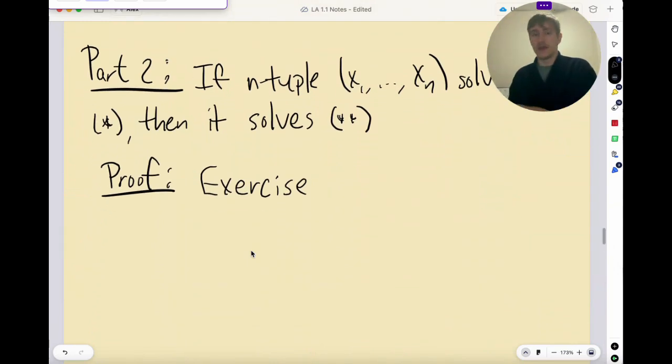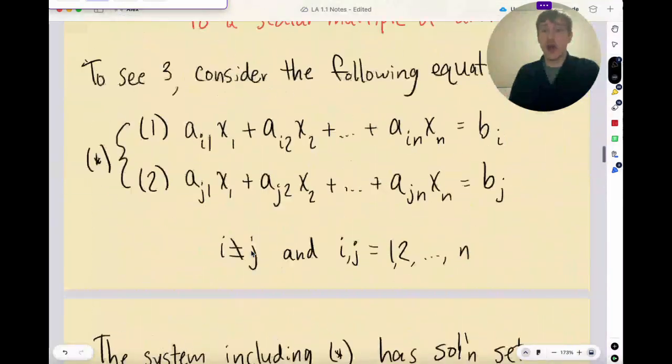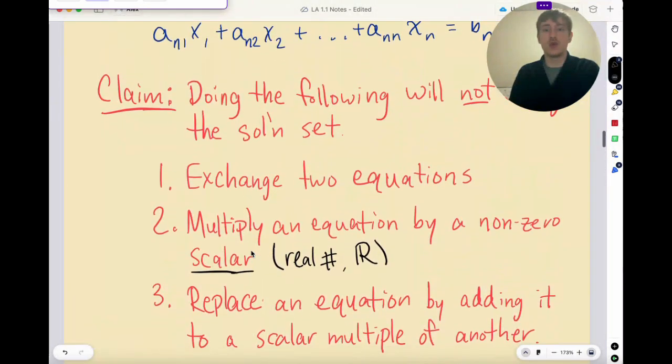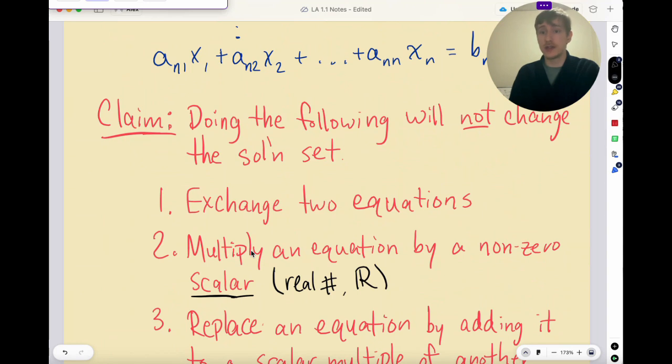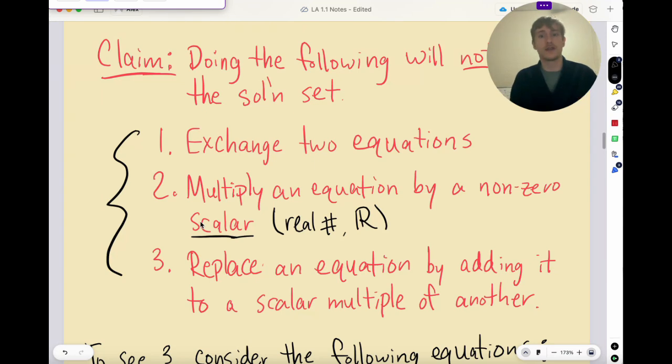But this kind of motivates the idea behind the 3 operations. And going back up, the main point is that we now have 3 operations that we can do to a system of n equations and n unknowns, and we can always do these 3 operations. We have 3 tools in our arsenal now to simplify an n by n system into something easier to solve.